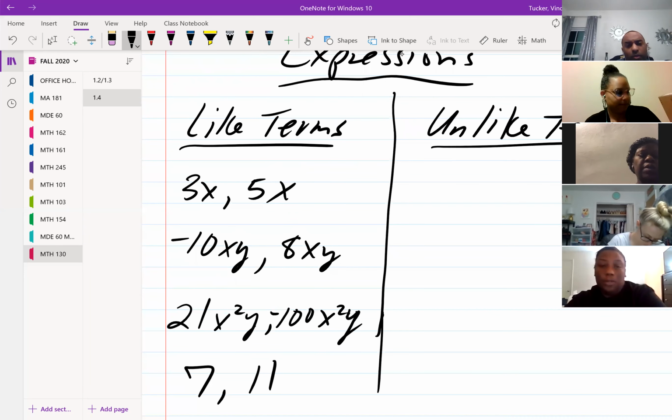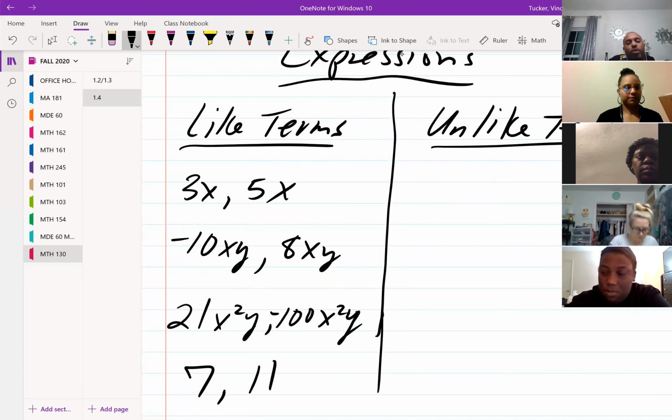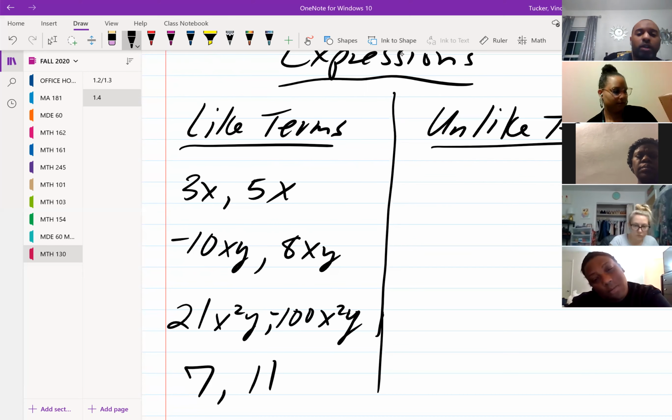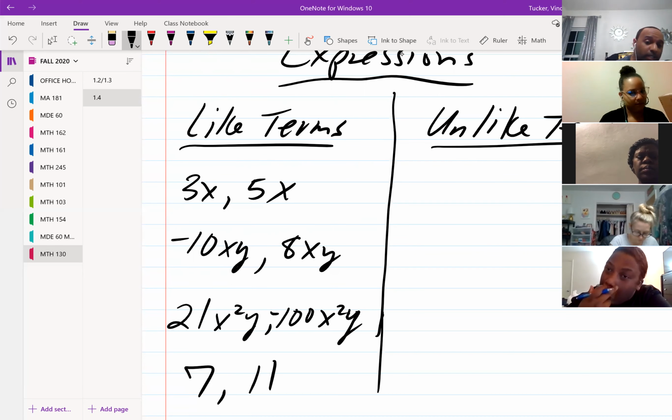All right, so 3x and 5x are like terms. Negative 10x, 8xy are like terms. We have 21x squared y, negative 100x squared y. And even the numbers with no variables at all, they're called constants, 7 and 11. They will be like terms. You can add them and subtract them from each other with no problem.